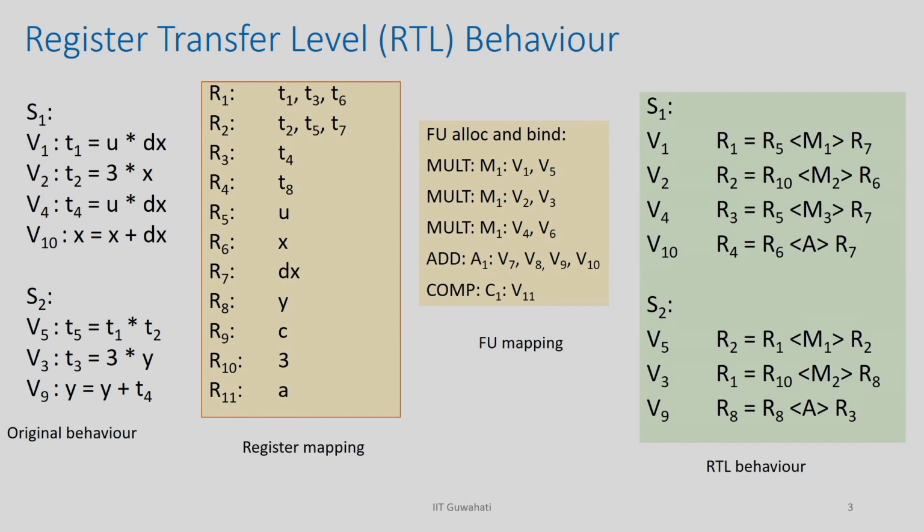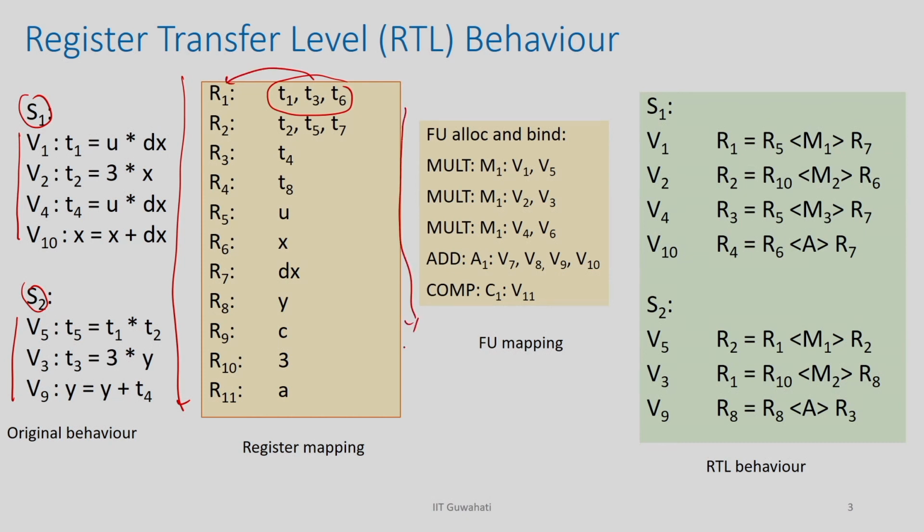As I mentioned in the previous slide, after scheduling, we know in every time step what operation is going to happen. This is my schedule information. After register allocation and binding, we will know how many registers are needed and the mapping of the variables to the registers, and after FU allocation and binding, we know how many FUs we need and which operations are going to map to each FU. So, this information is there.